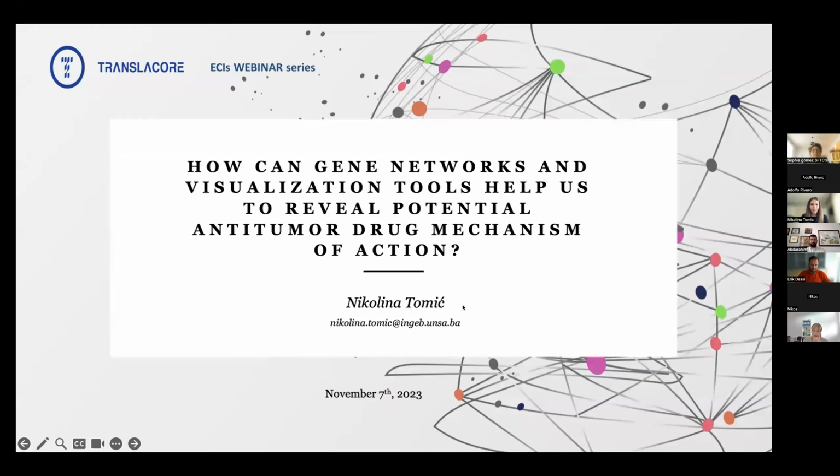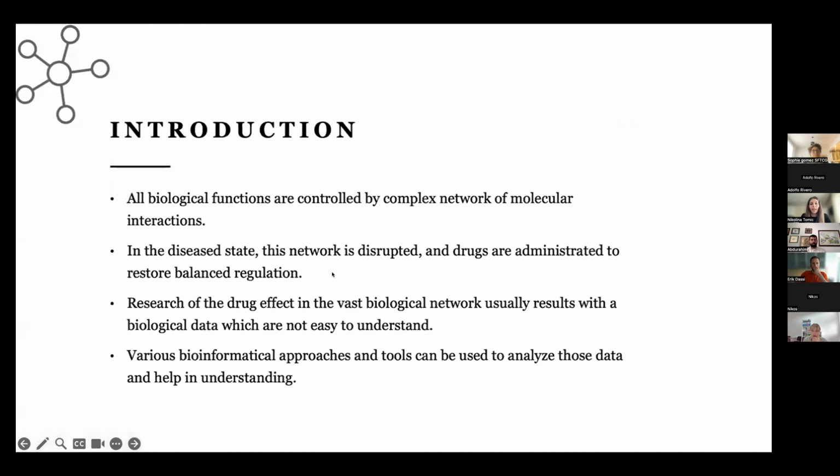Okay, I guess now I'm sharing my screen. In my presentation, I will show you how bioinformatical tools, specifically gene networks and visualization tools, can help us reveal a potential anti-tumor drug mechanism of action. It can be simply said that all biological functions are controlled by a complex network of molecular interactions, and in a disease state, this network is disrupted, and drugs are administered to restore balanced regulation.